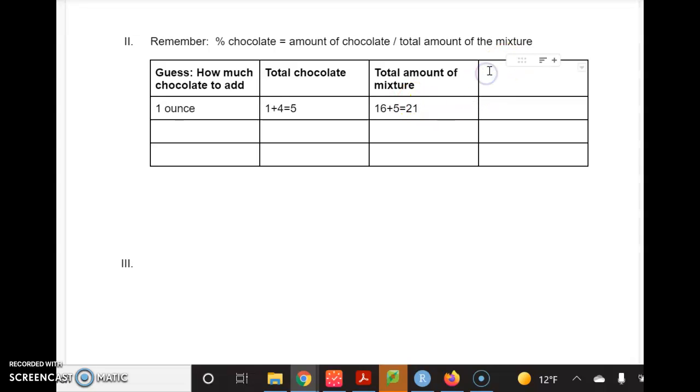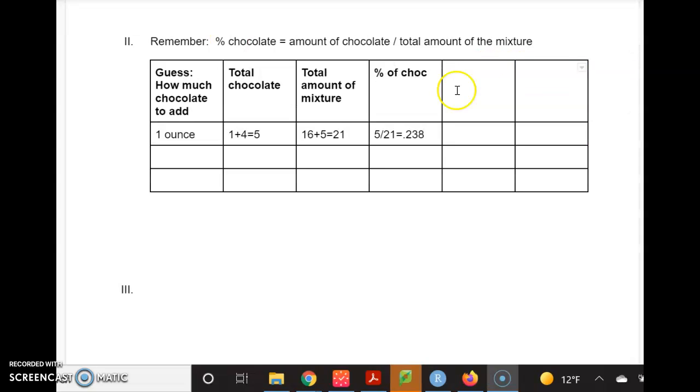So now we can figure out the percent of chocolate, which, in this new mixture, would be 5, the total chocolate, divided by 21. And then I get my calculator out, and when I did that, I got 0.238. All right, I need some extra columns in this. I'm going to pause for a second and add a couple columns.